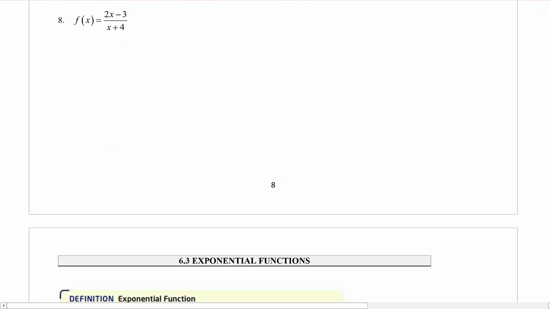Let's go to number 8. Number 8 is f of x is equal to 2x minus 3 over x plus 4. So why don't we start off by finding the domain and the range.